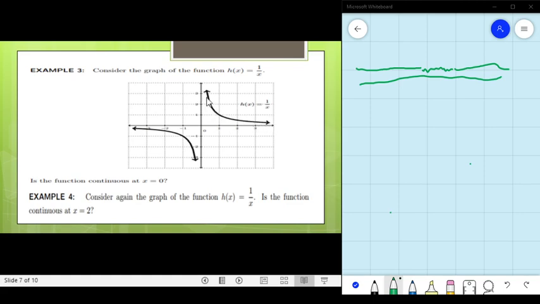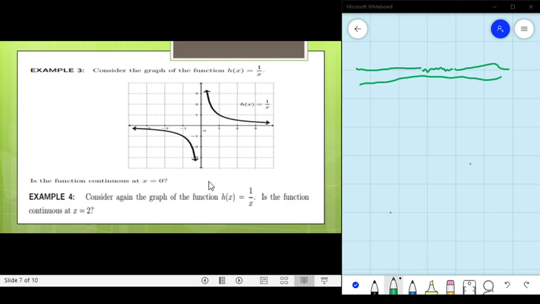So you are graphing or drawing the graph without lifting your pen. So therefore, what can you say about this one? Is it continuous or discontinuous at x equals 2? Okay, since you did not lift your pen when drawing the graph, we can say that at x equals 2, the function is continuous.